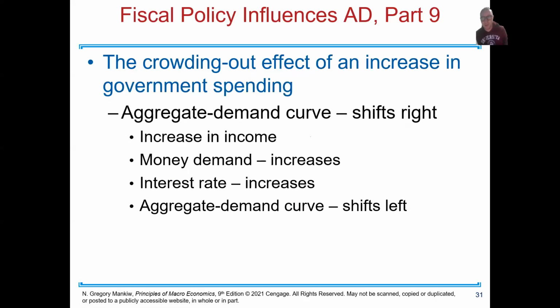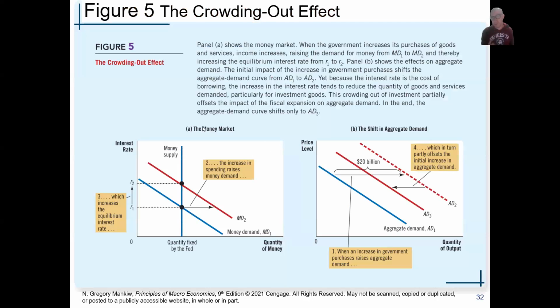So, as a result of increased government spending, the curve shifts to the right, which increases income. The money demand increases, the interest rates go up, which results in the demand curve going to the left. When interest rates go up, the shift is to the left. So here we see the relationship. Interest rates go up, there's a shift to the left.